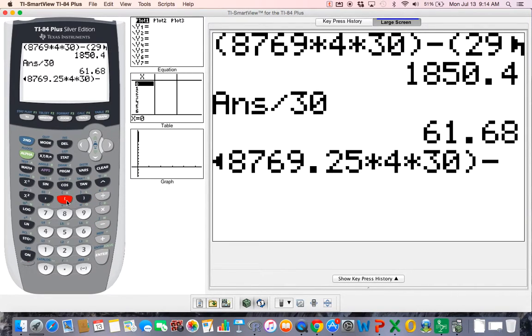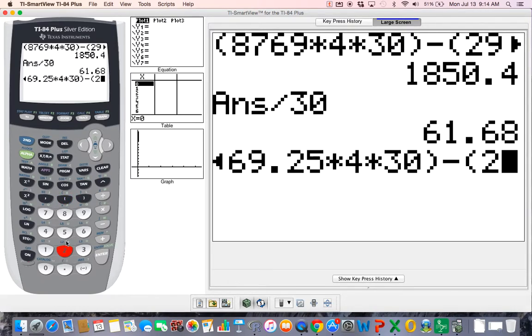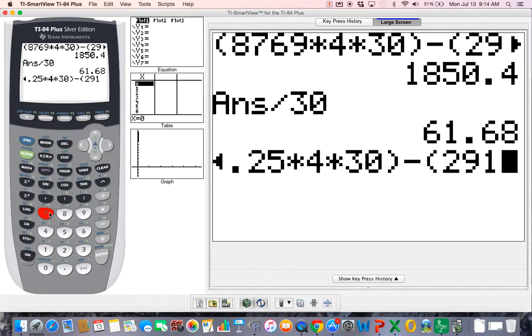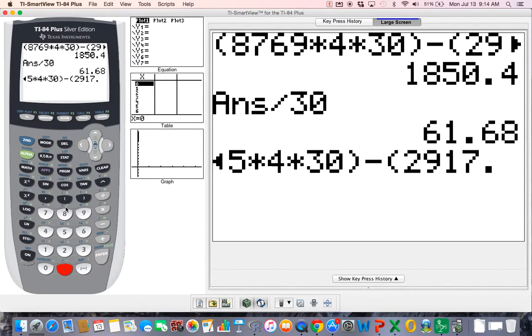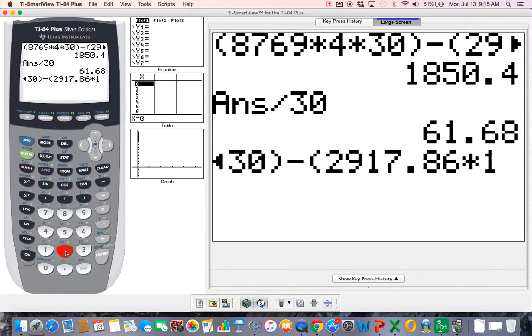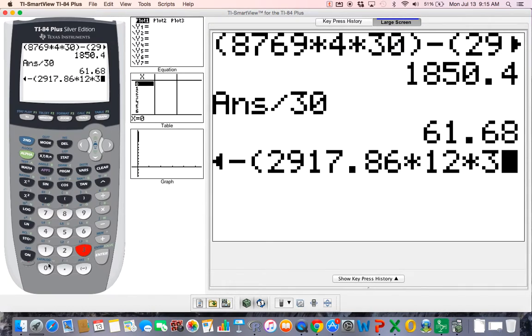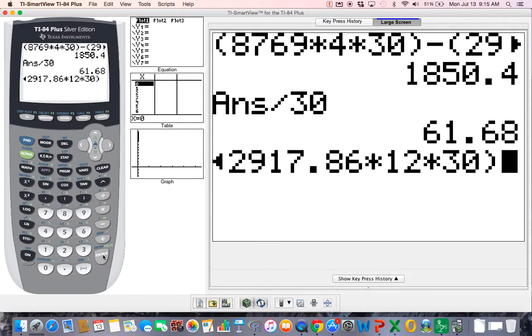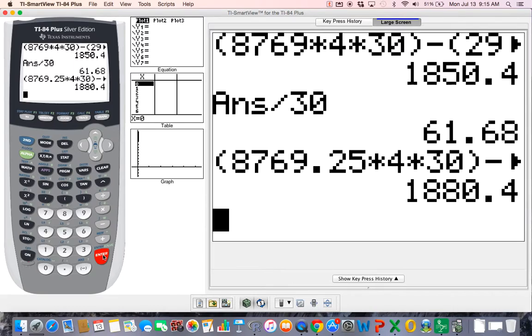Minus, it's not going to make much difference, 29.17.86 times 12 times 30. So I got a little bit sloppy there. That's not cool. So the correct answer should be 1880.40.